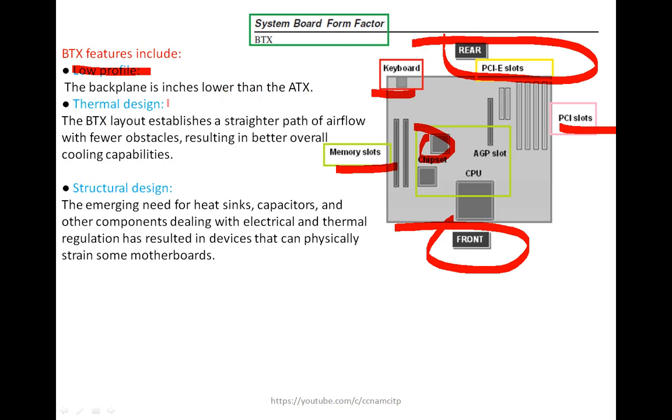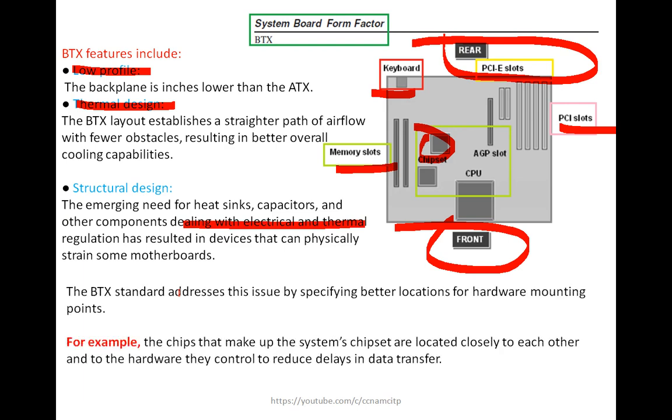The next one is thermal design. The BTX layout establishes a straighter path of airflow with fewer obstacles, resulting in better overall cooling capabilities. Structural design: the emerging need for heat sinks, capacitors, and other components dealing with electrical and thermal regulation has resulted in devices that can physically strain some motherboards. So these are the improvements, you can say, compared to the rest, in this BTX board.